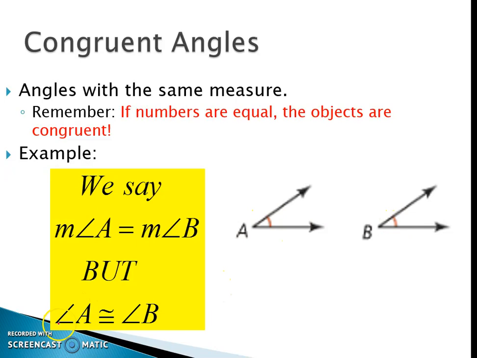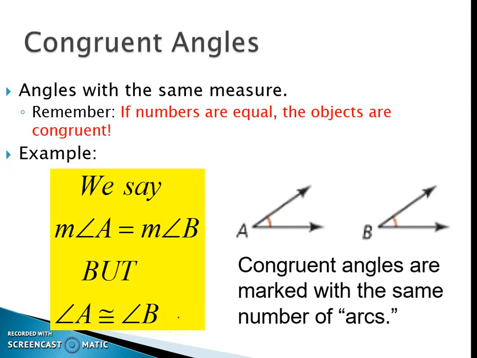If you have angle A is congruent to angle B, the congruent angles are marked with the same number of arcs. So if you have one arc, they are congruent. If they draw 2 arcs, like 2 of these and then 2 of these, they will be congruent. So if I have an angle here, an angle here, and 1, 2 here, 1, 2 here, these 2 angles are congruent, this one and this one.